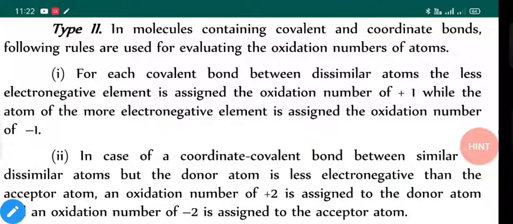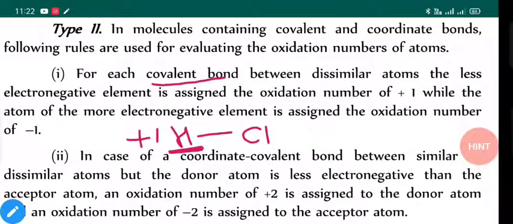Now the first point in this exceptional case is, for each covalent bond between dissimilar atoms, the less electronegative element is assigned the oxidation number of +1, while the more electronegative element is assigned the oxidation number -1. So nothing new is here, we already know it. When two different elements, for example H and Cl, combine with each other using a covalent bond, then the less electronegative element is assigned +1 oxidation state and the second element is assigned -1 because it is more electronegative. Now keep in mind, when we have multiple bonds, we have to repeat this.